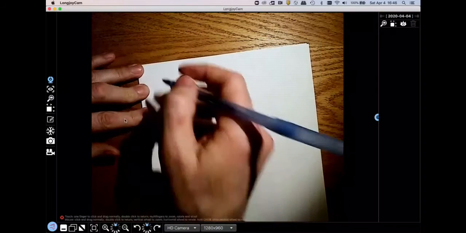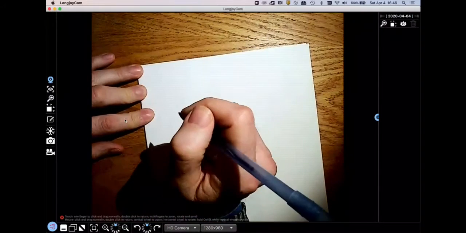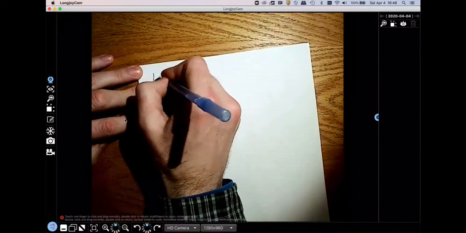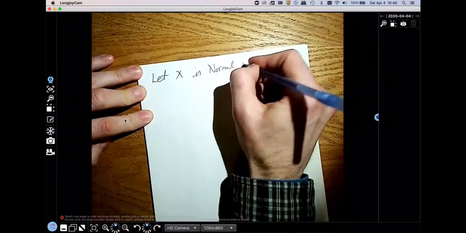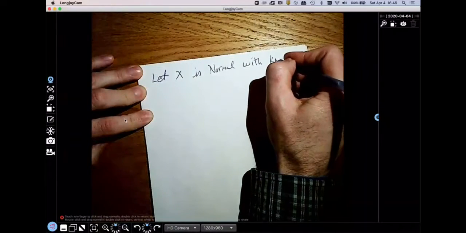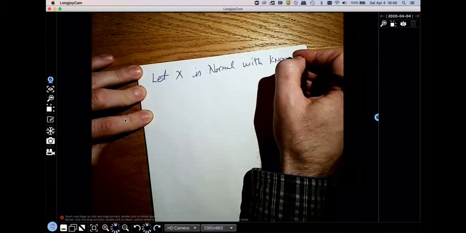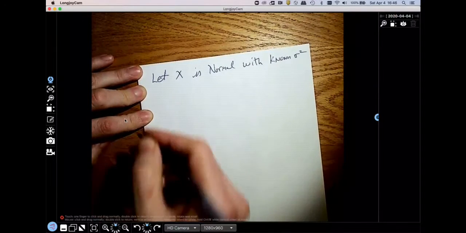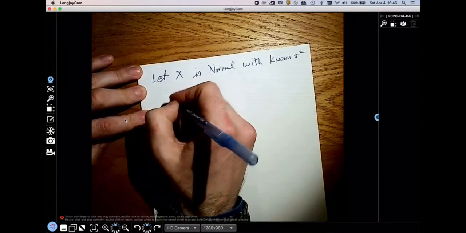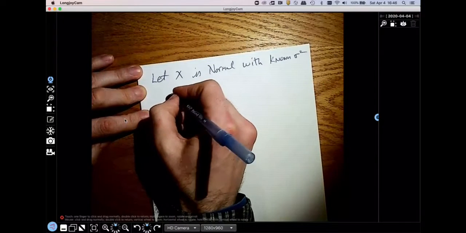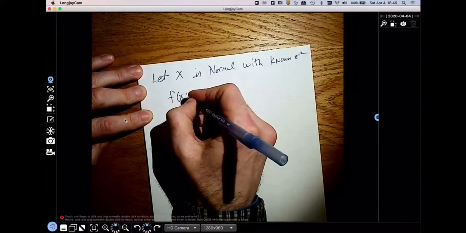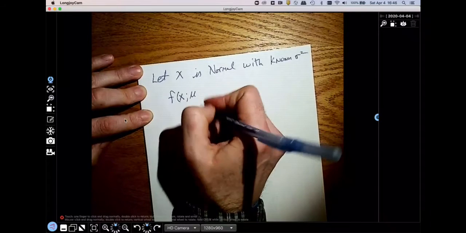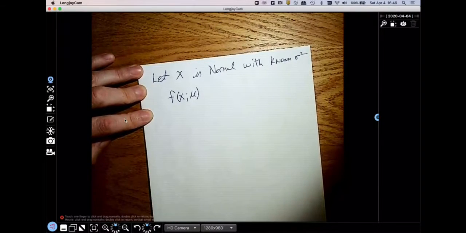So the next example that I want to give is that of a normal distribution with a known variance. So let's say that x is normal with known sigma squared. So let's now write out our PDF. So the PDF is this: x given the parameter, unknown parameter mu, and sigma squared is known in this case.